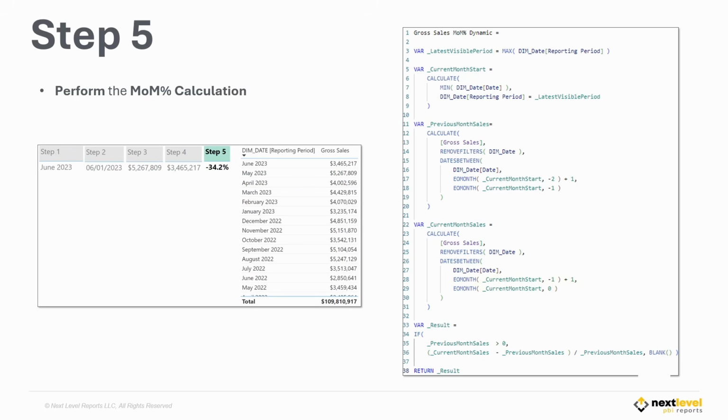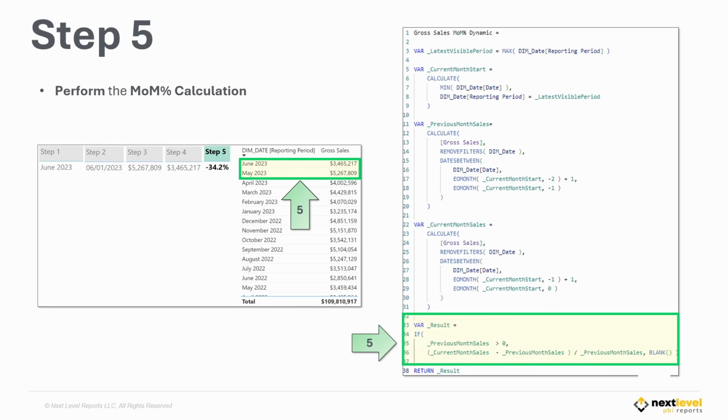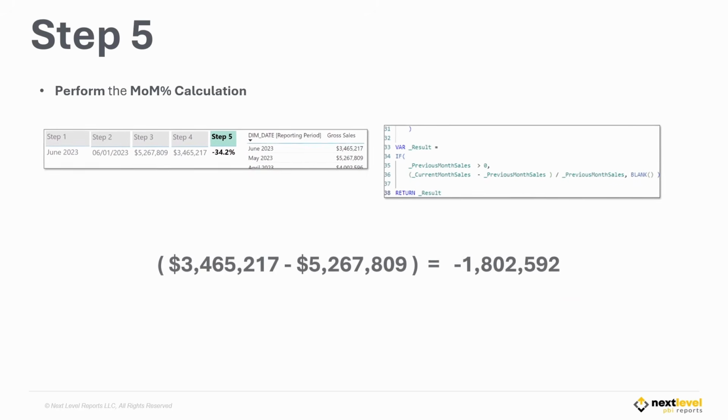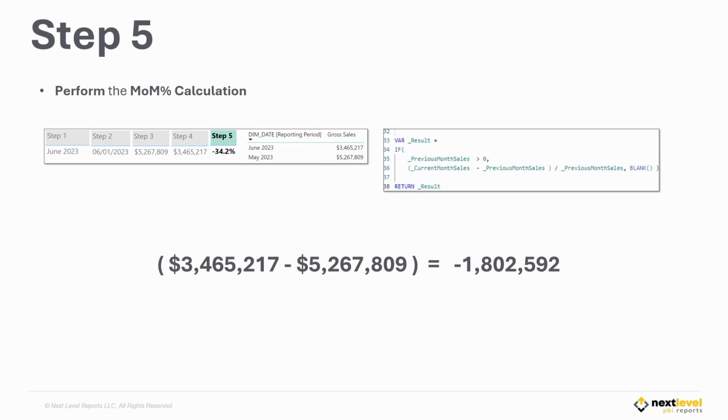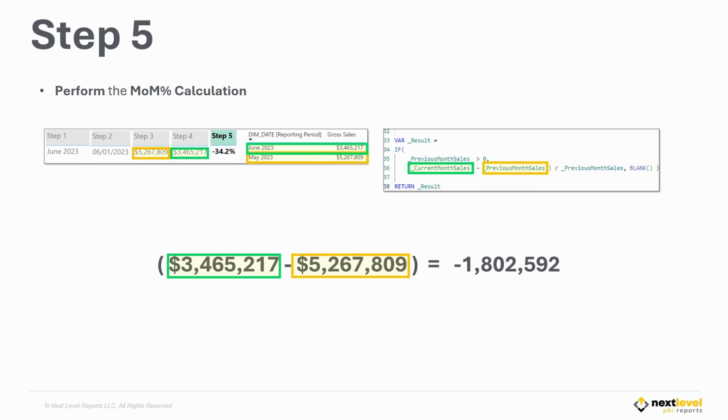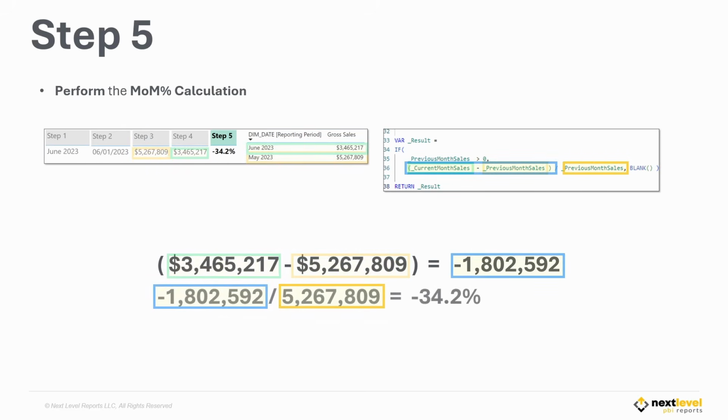And our last step here is to perform the actual month-over-month percentage calculation. We can see here that the month-over-month percentage in this example is negative 34.2%, which means our sales in June of 2023 were 34.2% less than our sales in May of 2023. Now, to get that month-over-month percentage, we first had to subtract the previous month's sales from the current month's sales. We then took that number and divided it by the previous month's sales. When we did that, we got negative 34.2%.